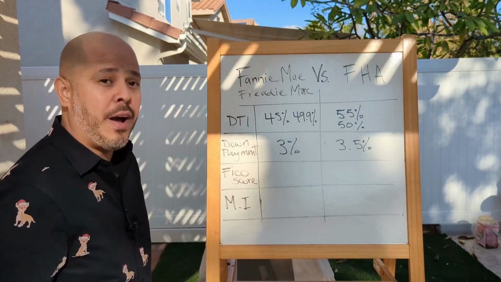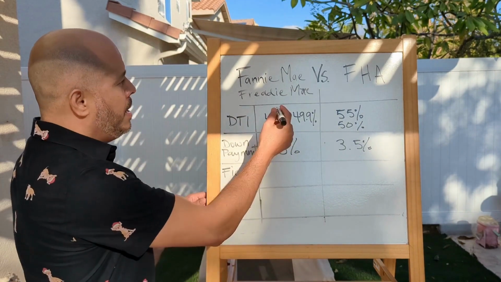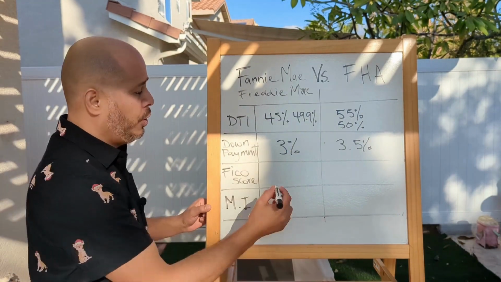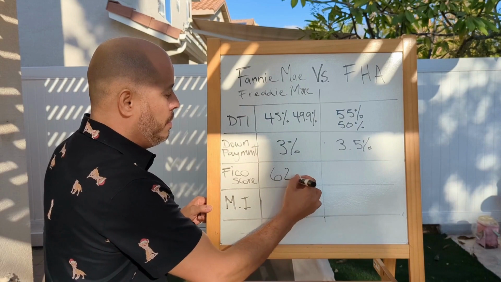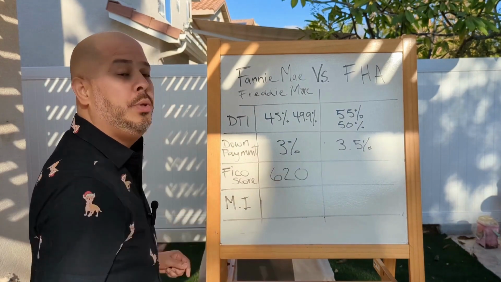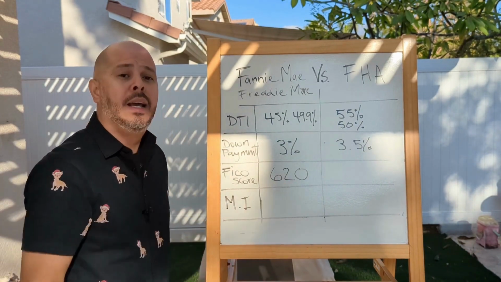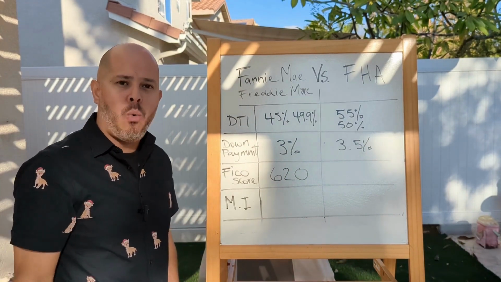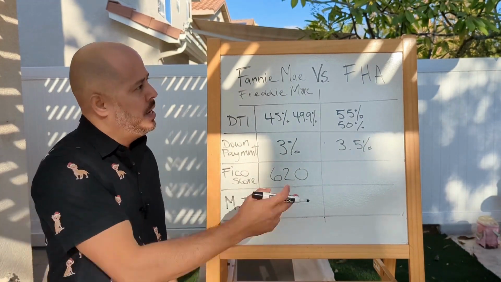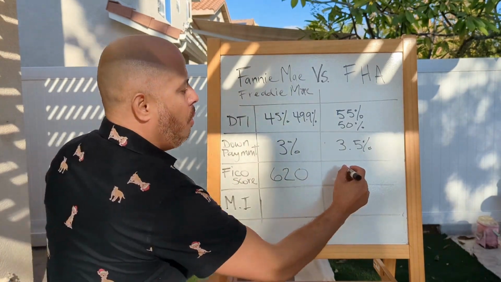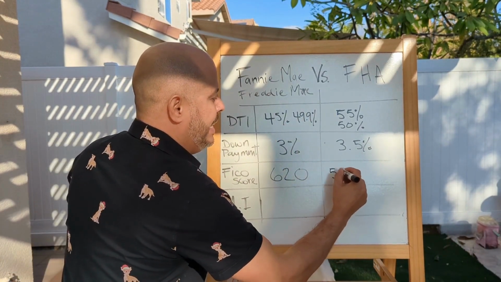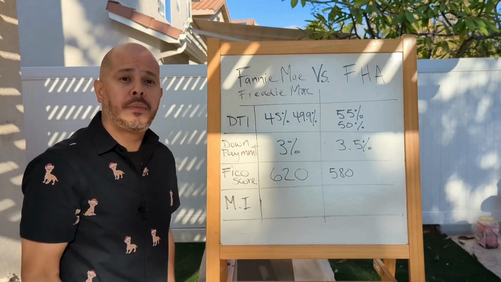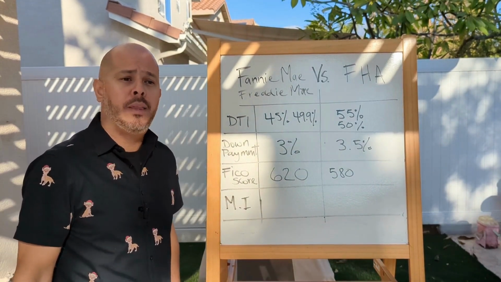So we'll move on to the FICO. Next step. Fannie, Freddie conventional loan, the minimum FICO or the minimum credit score that you need in order to qualify is going to be 620. Anything below this, you will not qualify for a conventional loan. Now, FHA does allow you to go all the way down to 580, which is great. Gives you a lot more room to play with.